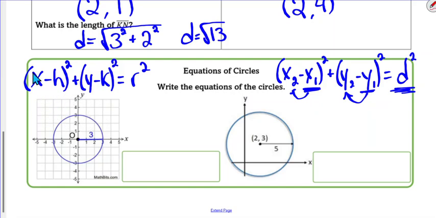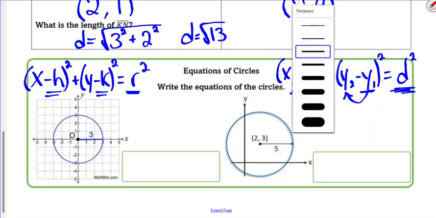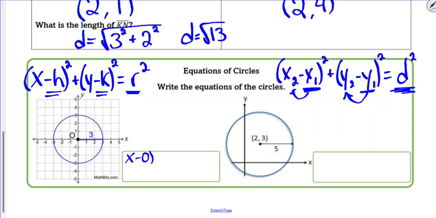All right, so really I'm just plugging these numbers in. The x coordinate goes here, the y coordinate goes there, and the radius of the circle will go here. So this is (x minus 0) squared, that's the x coordinate at that spot, plus (y minus 0) squared, that's the y coordinate at that spot, equals 3 squared. That's the radius squared. I'm going to simplify that a little bit.